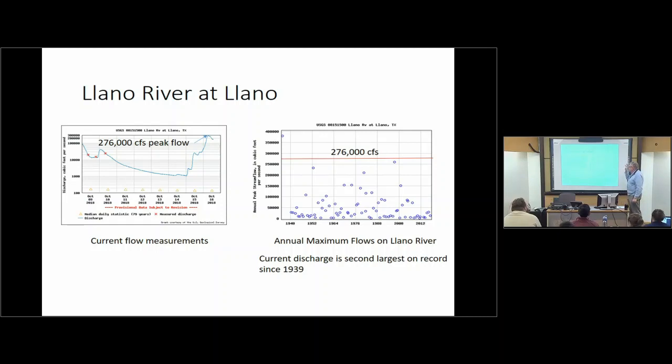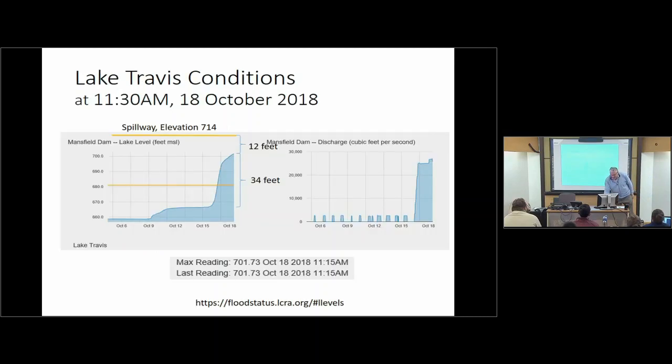So this is an historic event that's happened on the Llano River in the last couple of days. However, the water doesn't stop there. It keeps going. So this is a somewhat relevant situation for us who live in Austin. Since this is October the 15th, and here we are October the 18th, Lake Travis has risen by 34 feet in the last 2 days. And the spillway is at elevation 714. So there's 12 feet to go.